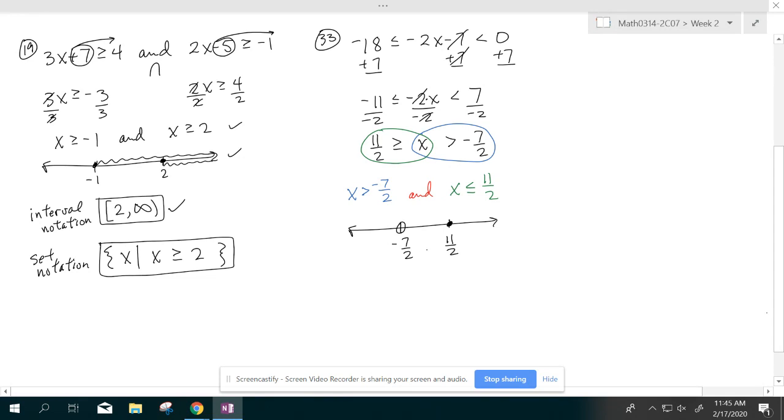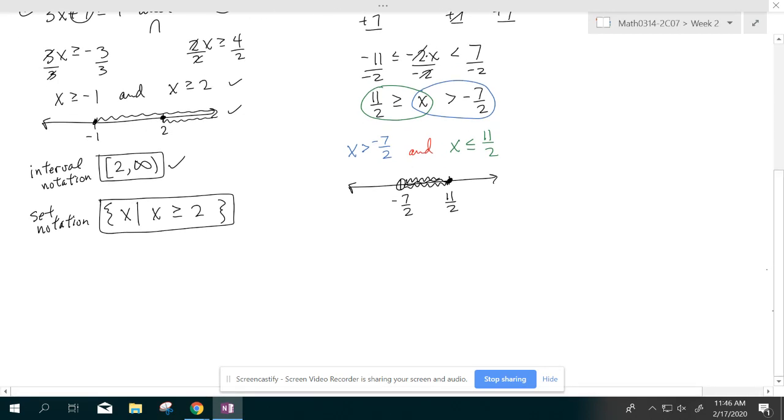And then we're going to shade. And what does and mean again? Intersect, which means where they overlap. So the negative 7 halves is going to shade to the right, but the 11 halves shade to the left, and they're going to overlap in the middle. So I'm only going to shade the middle because that's where they overlap. I could have shaded off the ends, but I still would only take where they overlap. Why do I only want overlap? Because it said the word and. It's an intersection.